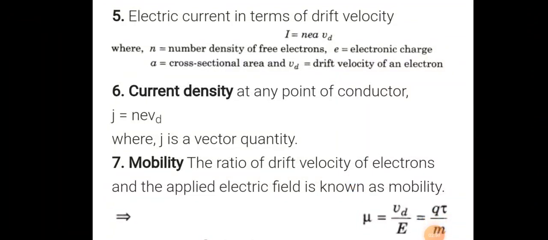Electric current in terms of the drift velocity: I equals N E A Vd, where N is the number density of free electrons, E is the electronic charge, A is the cross sectional area, and Vd is the drift velocity of an electron. Current density at any point of the conductor, J equals N E Vd, where J is a vector quantity.